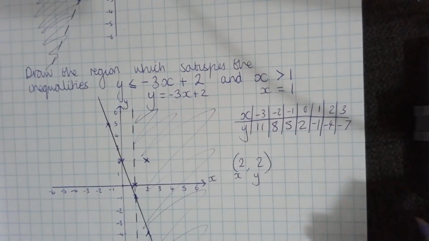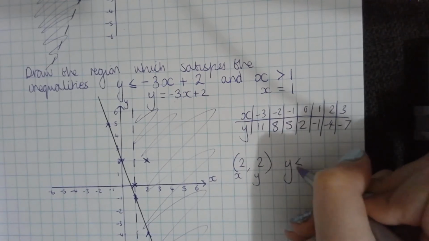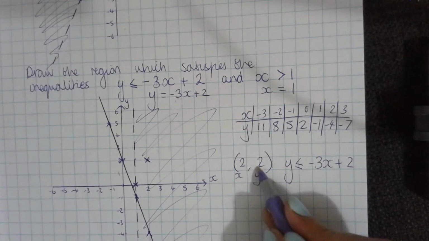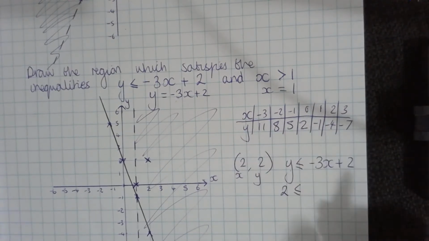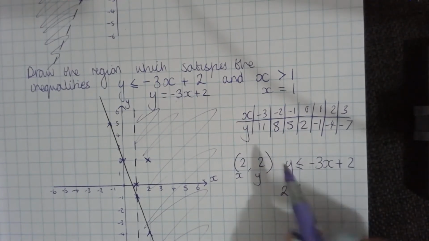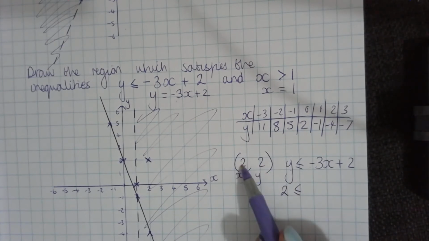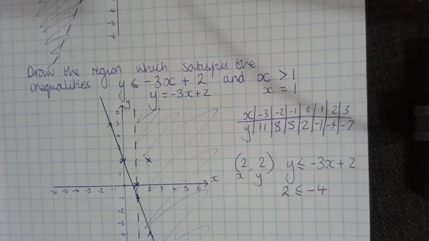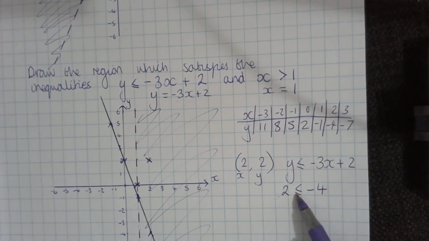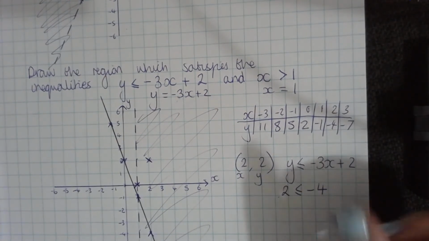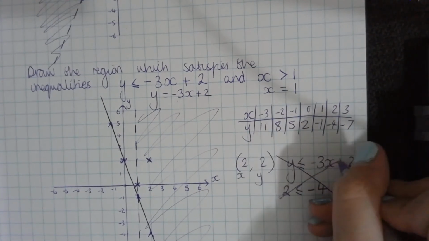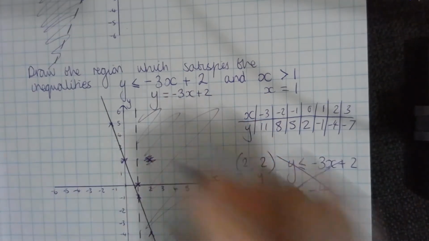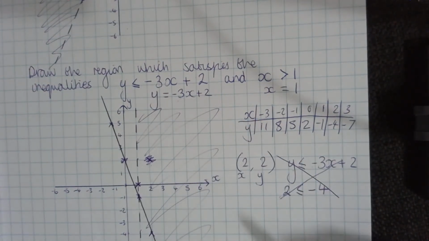So that's x, that's y. So y is less than or equal to negative 3x plus 2. So y is 2, less than or equal to negative 3 times 2, this x over here. Negative 3 times 2 is negative 6, plus 2 is negative 4. 2 is less than or equal to negative 4. That is wrong. That is incorrect. Okay, so we know that 2, 2 is not our region. So let's try below the line instead.